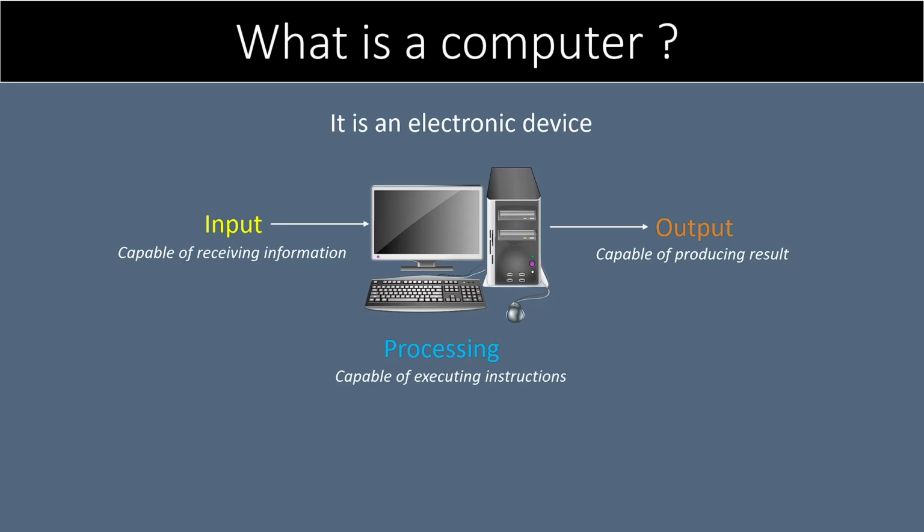Basically, the computer takes some input, does some processing on it, and produces some output. This is called the IPO cycle. I stands for input, P for processing, and O for output.